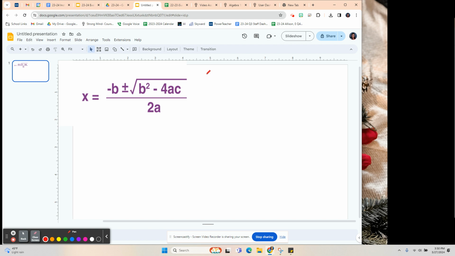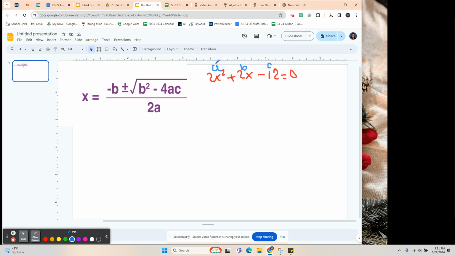Let's say we have 2x squared plus 2x minus 12 equals 0. Some of the things that trip students up is knowing which A, B, C values come where. So the thing that's always in front of the x squared, the coefficient there, that's always going to be A. Then we have B, and then we have C.